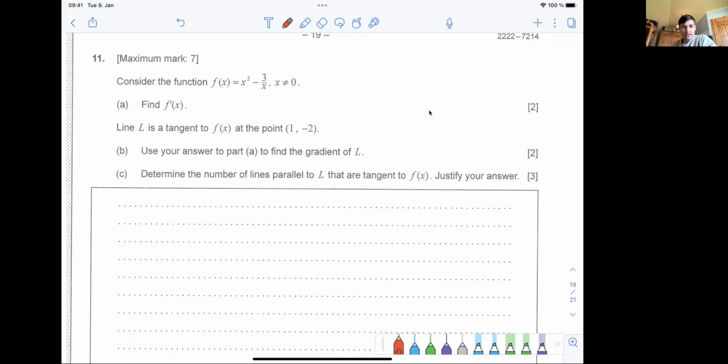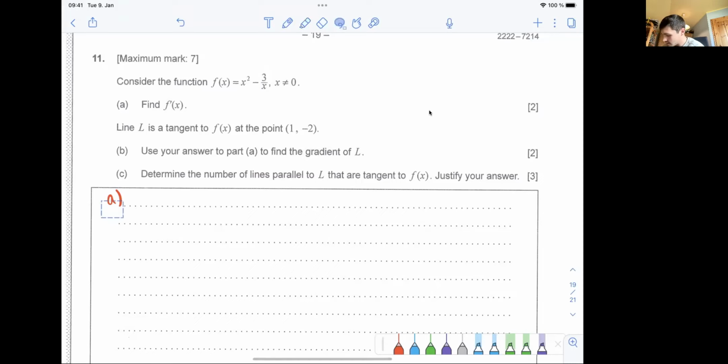Question 11. Consider the function f(x) = x squared minus 3 over x, where x can't equal 0. Part A asks us to find f'(x), or the first derivative of f(x). For this, you're going to need to know how to differentiate a function, and specifically for this one, you're going to need to know some of your indices laws. How can we rewrite 3 over x so that it's easier to differentiate?